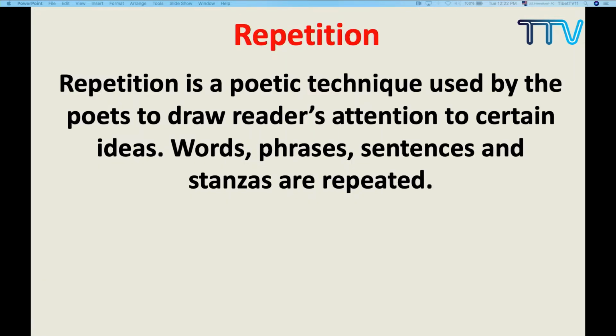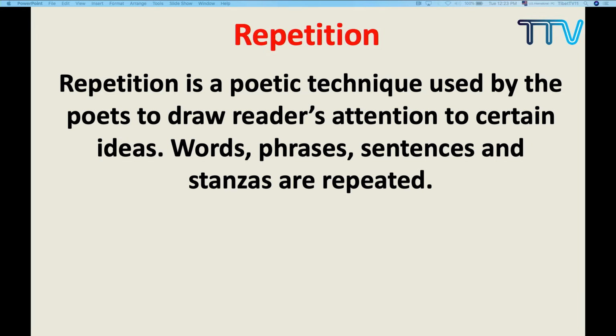That is repetition. Repetition is another literary device used by the poets. Repetition is a poetic technique used by poets to draw readers' attention to certain ideas. There will be repetition of words, there will also be repetition of phrases and sentences, and in some cases the whole stanza can be repeated in a poem. Repetition is used to give tone, beat, and beauty in the poem.